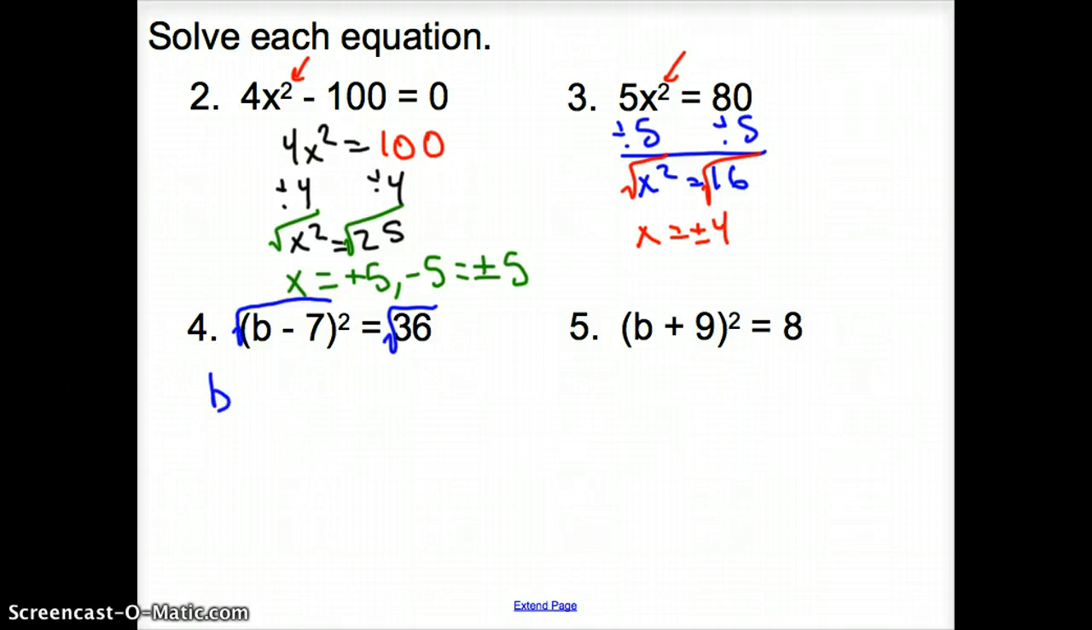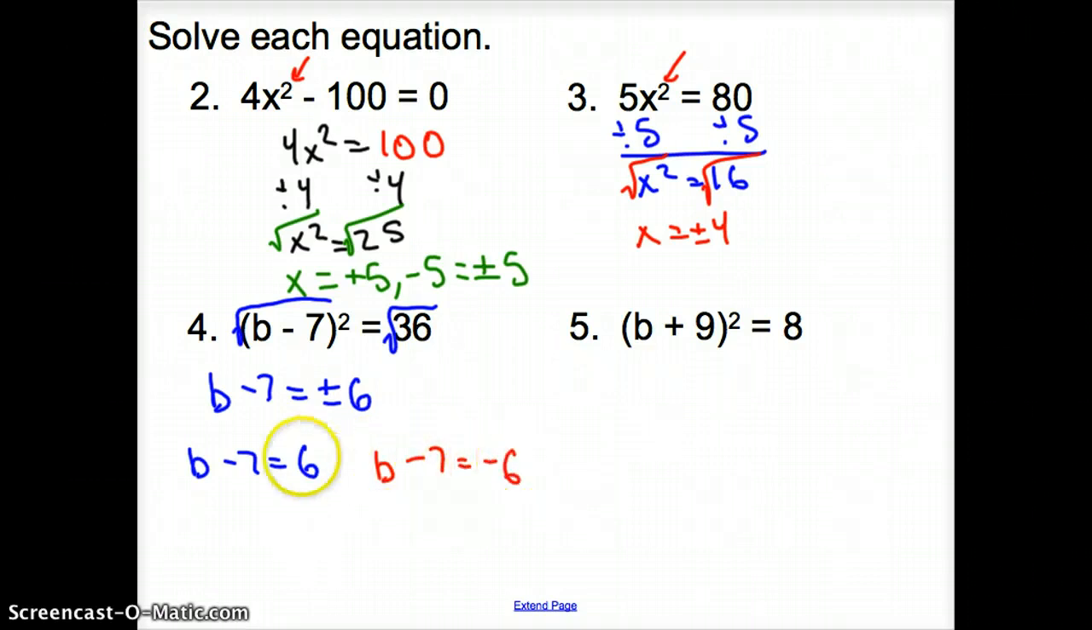to get b minus 7 equals, and then the square root of 36 is a positive negative 6, right? A positive negative 6. Now solving for b, we have to separate this a little bit. We have b minus 7 equals a positive 6, but we also have b minus 7 equals a negative 6. Very important that we have a positive 6 and a negative 6.